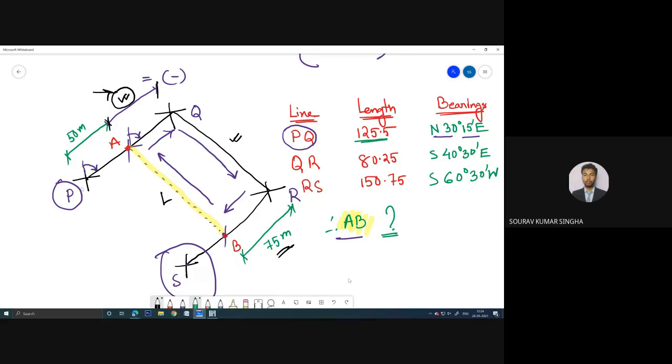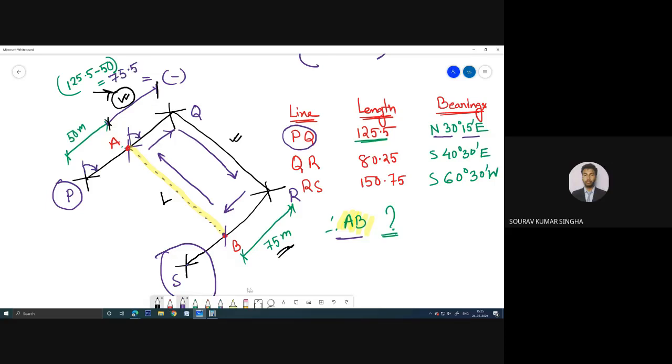So 50 meter is from P to A. So what will be this one? 125.5 minus 50. Look, in the question, this kind of numerical will be given. So this is the simple concept you need to apply. 125.5 minus 50 and you will get this length. And what is the value? It is 75.5. Very good.